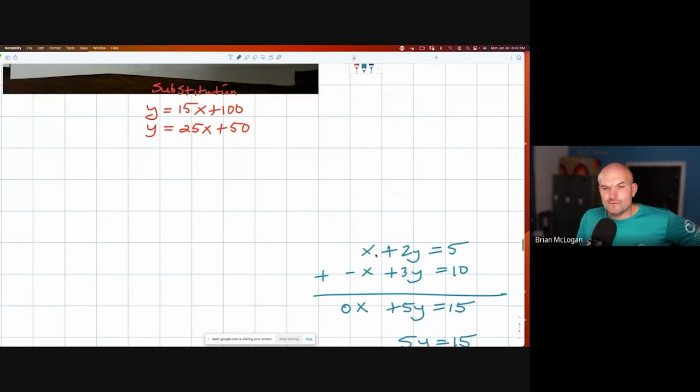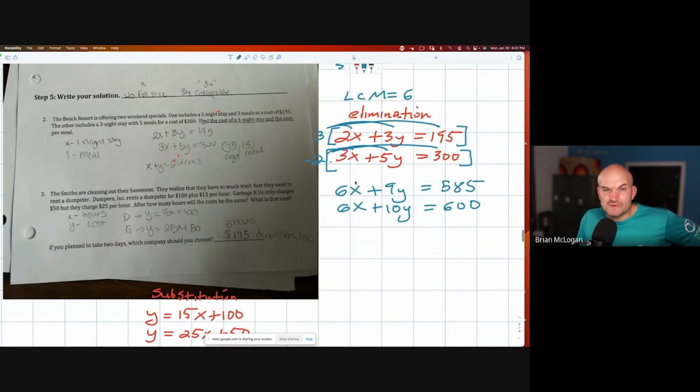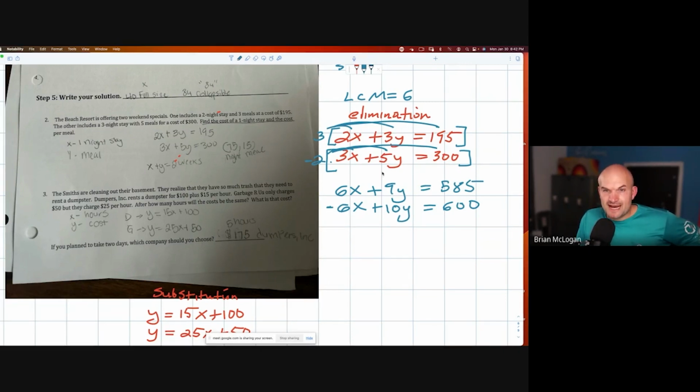When one's positive and one's negative, it goes to 0. You could subtract them, but to be honest with you, most students make mistakes there. So let's just change it to a -2. Therefore, this is now going to be -6x, because -2 times 3 is -6x. Then I've got to make sure I change all of these. So this is now -10y, because -2 times 5y is -10y, sorry. And then this is -600.